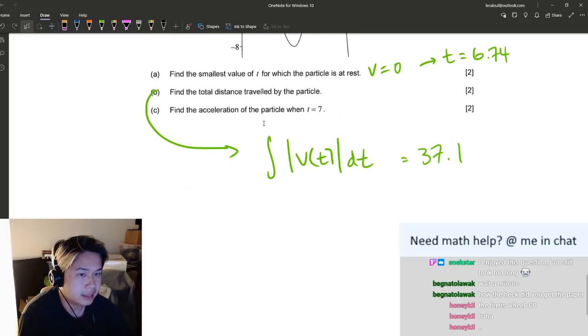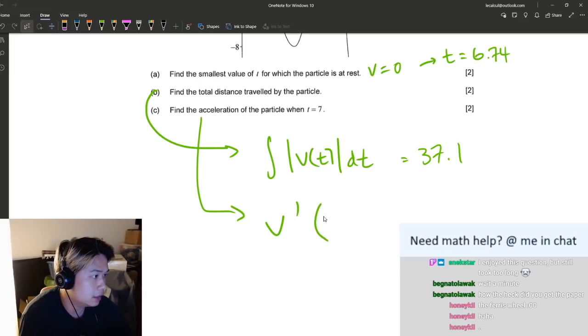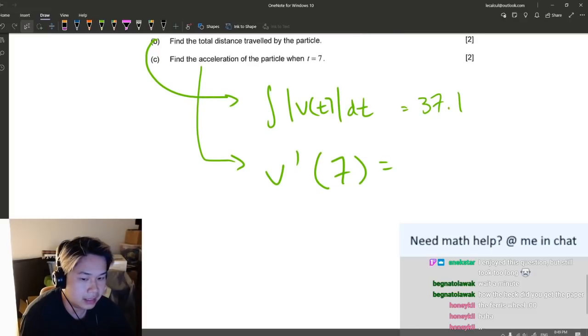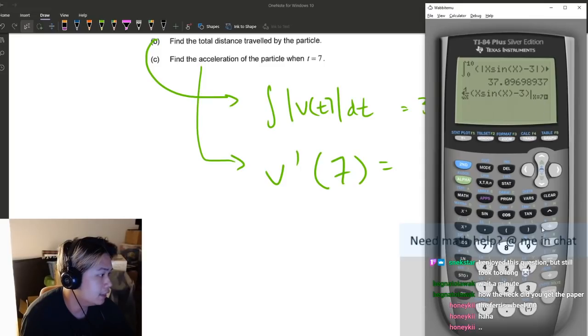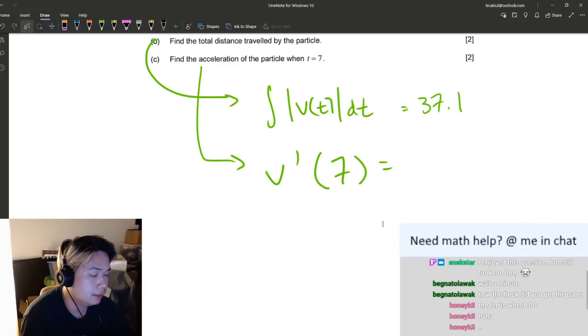Okay, and then find the acceleration of the particle when t equals 7. So this means we take the derivative of the velocity and then we plug in 7. And this is a calculator function as well. So n deriv, d by dx, our function is x sine x minus 3. And then we want to evaluate this at an x value of 7. So there's my acceleration, 5.93.